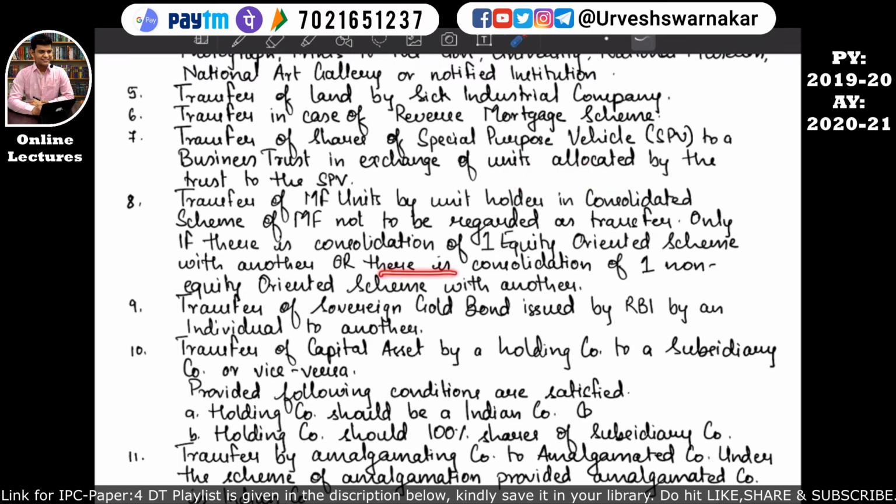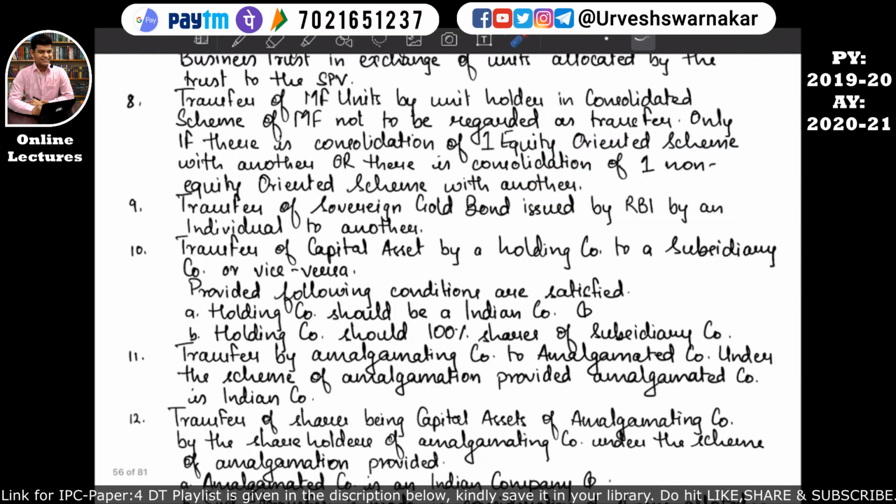Similarly, if there is a consolidation of one non-equity oriented scheme with another non-equity oriented scheme, then it is allowed. That means section 47 is getting triggered. That means it is not considered as transfer, and on this the unit holder does not need to pay capital gain. I hope this is quite clear to you all. Let's move on to point number 9.